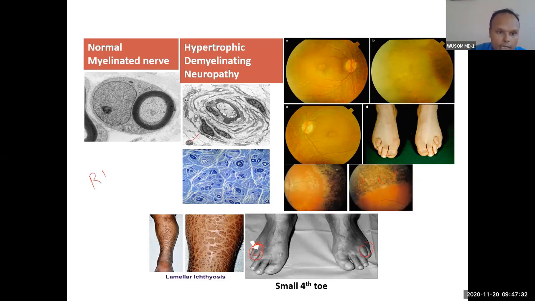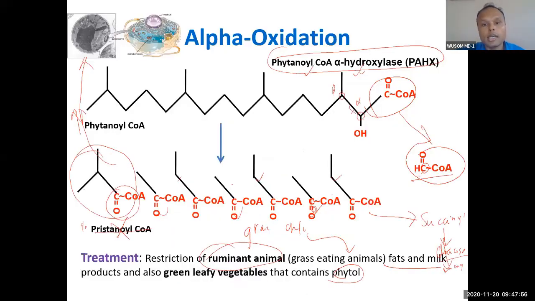Ataxia, I cannot show here. You will know what ataxia is. So retinopathy, this is retinopathy. Ataxia, I cannot show. Neuropathy, this is neuropathy. And then scaly skin is there later in life, fish-like scaly skin. This is called ichthyosis. Fourth toe. These are the presentations of this Refsum disease.